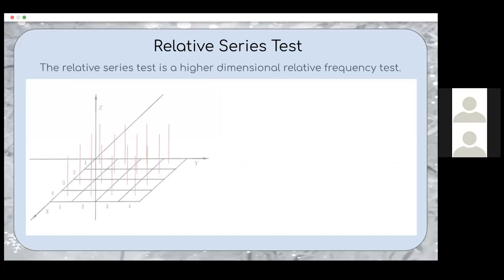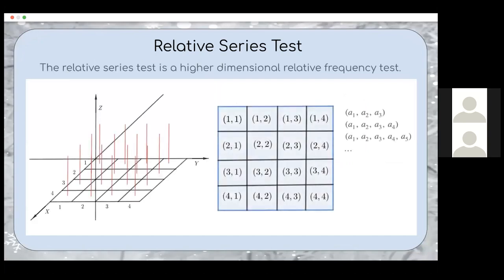And then we have the relative series test. It is basically a higher-dimensional relative frequency test. What that means is, instead of taking the frequency of each individual digit, we take the frequency of every pair of digits. We still generate the numbers 1 to 4, but this time we want to extract every 2-digit pair. There are 16 different combinations for a pair of numbers to appear.